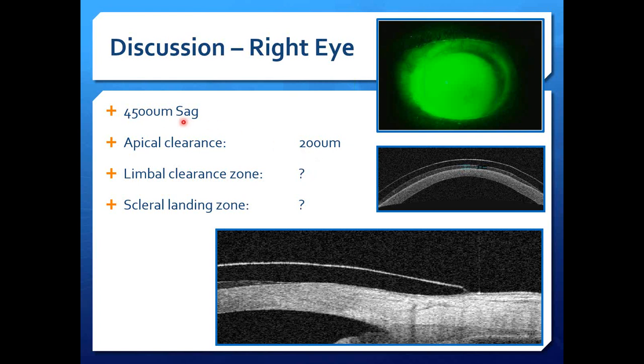Start with the sagittal depth of lens that gives you a healthy amount of fluid, no corneal bearing, then measure the apical clearance, then observe the limbal clearance post-settling, and observe the landing of the lens post-settling.